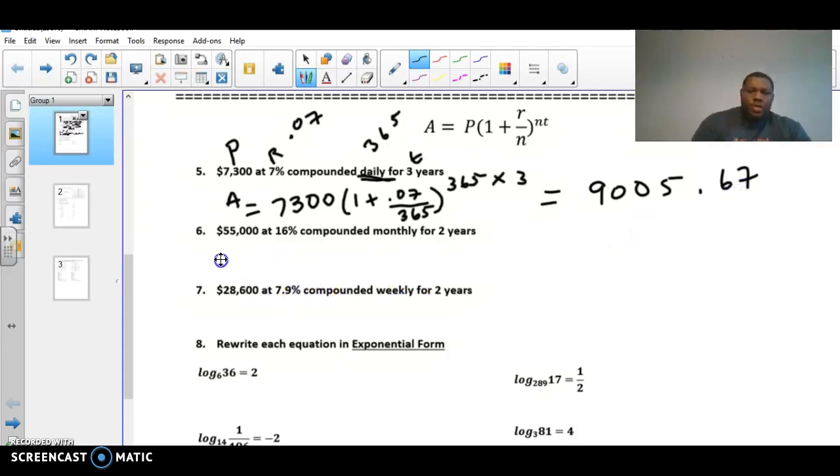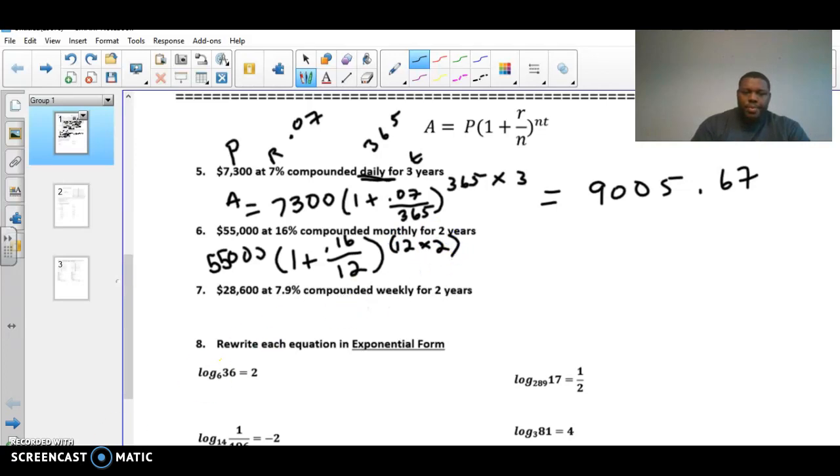This one here, guys, we got our principal, 55,000, times 1 plus rate is 0.16, divided by, it's just compounded monthly. There's 12 months in a year. So that's going to give us 12 times 2. Again, when you put this in your calculator, put parentheses here and here.